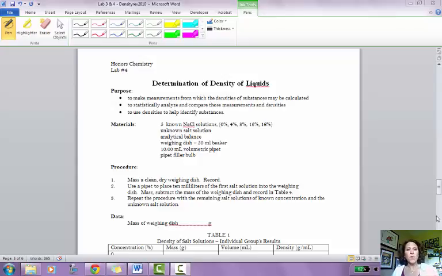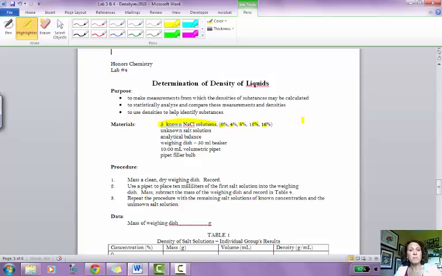Welcome to lab number 4 in honors chemistry. This is the determination of the density of liquids. Very much like the last lab you did, you'll be working to discover the density of 5 known sodium chloride NaCl solutions. So I will have those out on the lab bench for you. 0, 4, 8, 12, and 16% solutions.